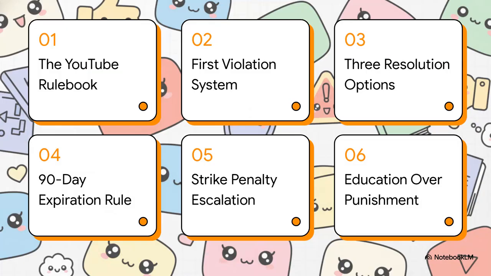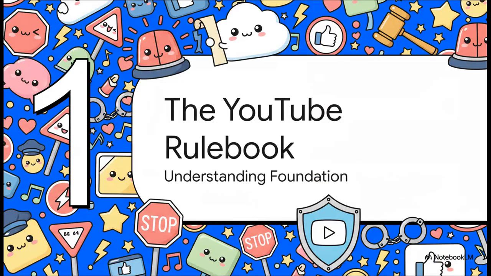Think of this agenda as your creator's survival map. We're going to quickly hit the YouTube rulebook, the first violation warning system, your 3 resolution options, the all-important 90-day expiration rule, the strike penalty escalation, and finally, how they're pushing education over punishment. Let's get into it. Section 1, the YouTube rulebook, understanding the foundation.